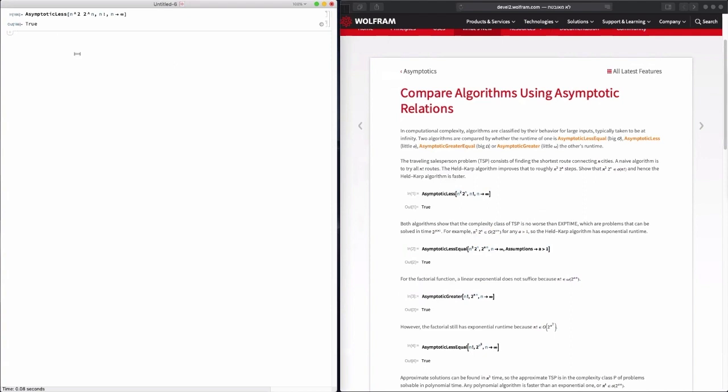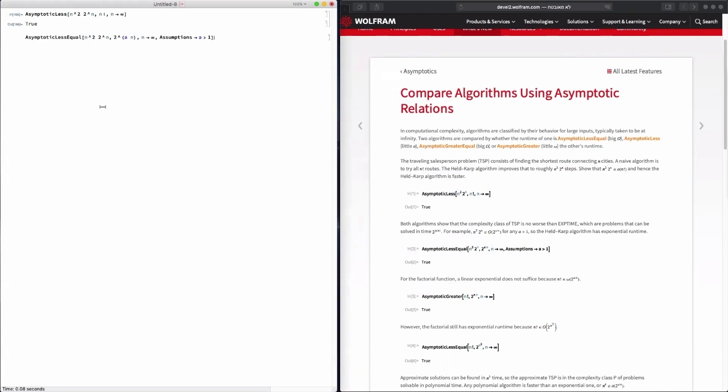So we're talking about the famous traveling salesperson problem. There's the naive algorithm, which tries all n factorial routes. And then there is the Held-Karp algorithm, which improves that to roughly n squared times 2 to the n steps, which is clearly faster. But, and I'm going to also copy this input.